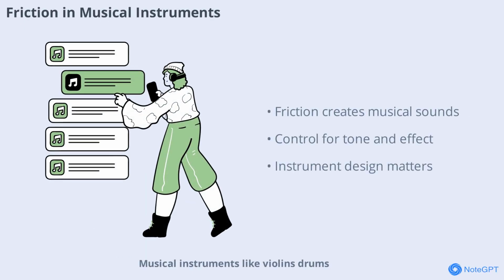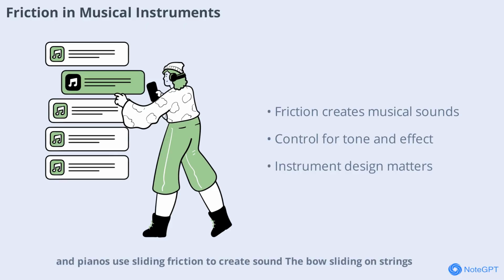Musical instruments like violins, drums, and pianos use sliding friction to create sound. The bow sliding on strings, drumsticks on drumheads, and hammers on piano strings all involve friction. Musicians and instrument makers carefully control friction to produce the desired tones and effects. Understanding friction is essential for musical creativity.